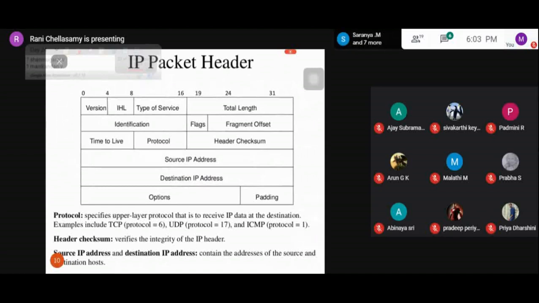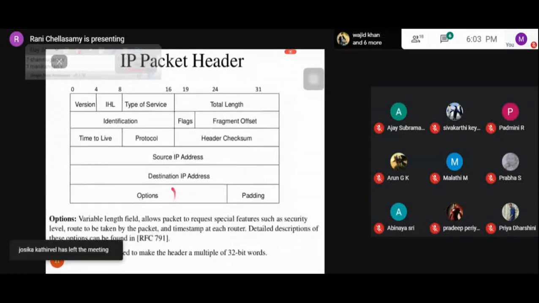The next field is option. Option is a variable length field. It allows packets to request special features such as security level, the route to be taken by the packet, or a timestamp at each router. All these special features can be used through the option field. Coming to the next, the padding field. This field is used to make the header a multiple of 32-bit words. Padding means you add some more bits to it.